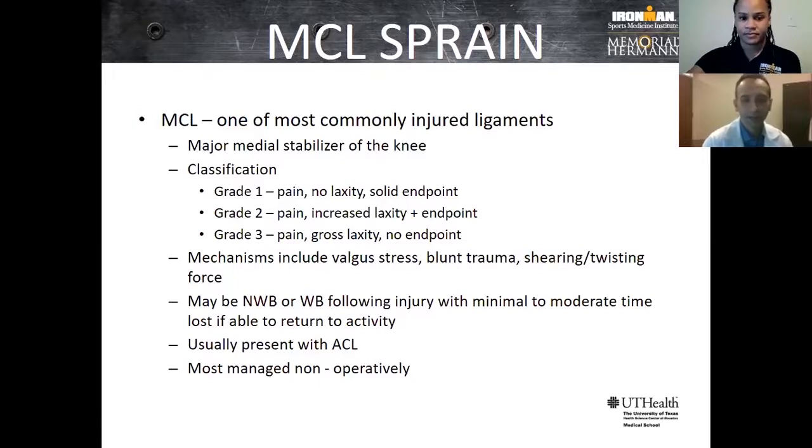It's usually a valgus maneuver with something hitting the inside part of your knee, and it goes in one direction, and it causes increased force on the medial side of the knee and an injury. Usually, it presents with pretty excruciating pain. Patients kind of walk off, and they're unable to put weight on it. And it may present with an ACL injury. That's why it's very important to get that exam as soon as they come off the field. And once again, most cases can be managed non-operatively.